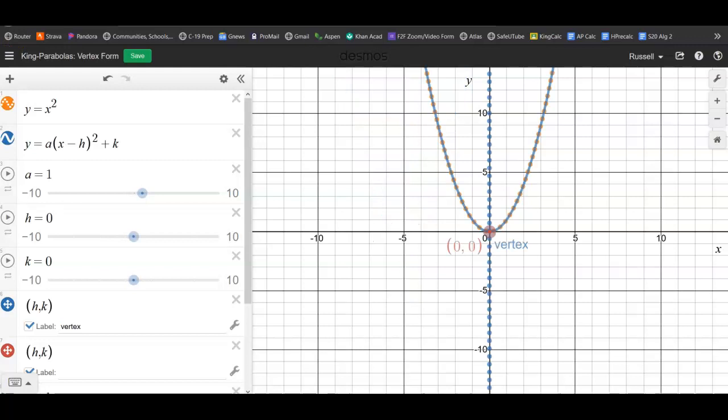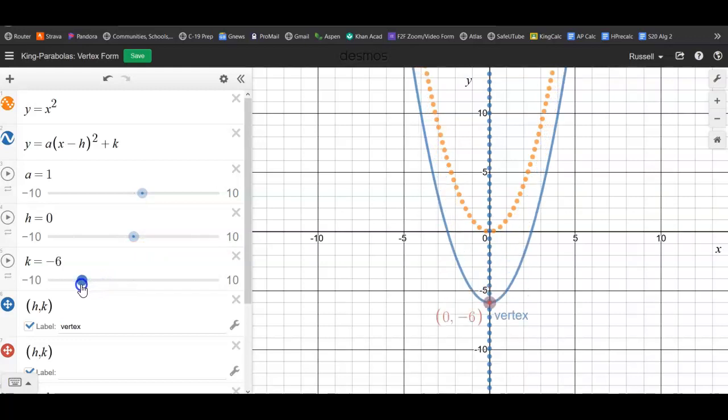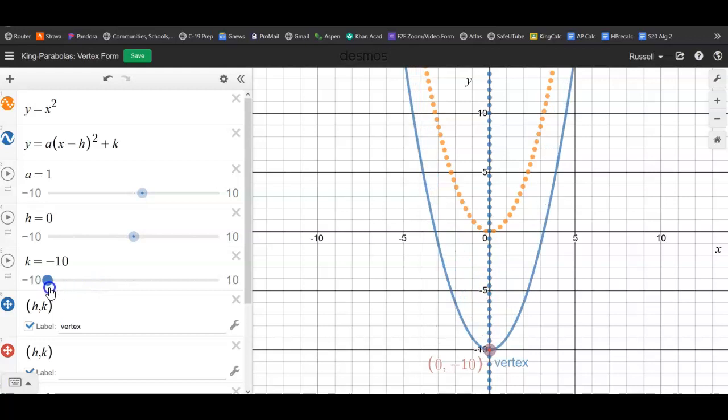So now I've put the h value back to 0, and so now we're looking at two parent functions at this point. And this time I'm going to change the value of k, which is the number that's on the end here of this vertex form. Let's see what it does. So if I let k go negative, so in other words, this would be like x squared minus 1, x squared minus 2, x squared minus 3, 4, x squared minus 5, 6, 7, and so on.